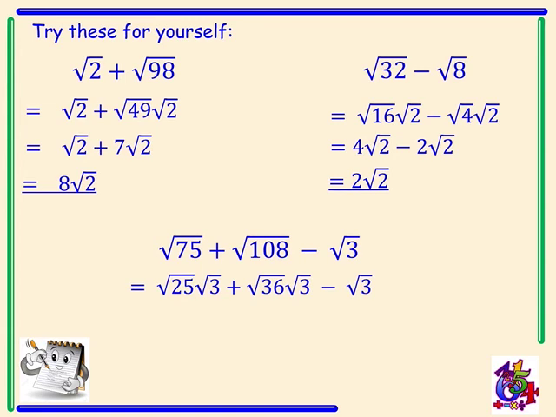So the next line will be 5 root 3 plus the square root of 36 is 6 root 3, and then you've got our minus root 3 at the end. So 5 root 3 plus 6 root 3 will be 11 root 3. If we take away 1 root 3, it leaves us with an answer of 10 root 3.